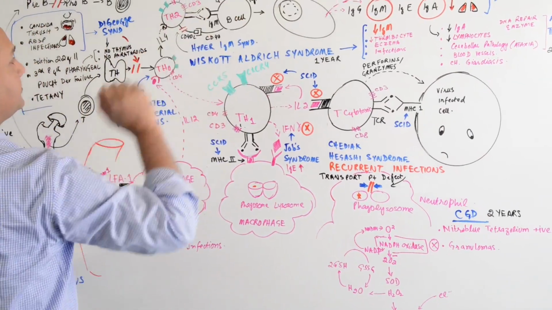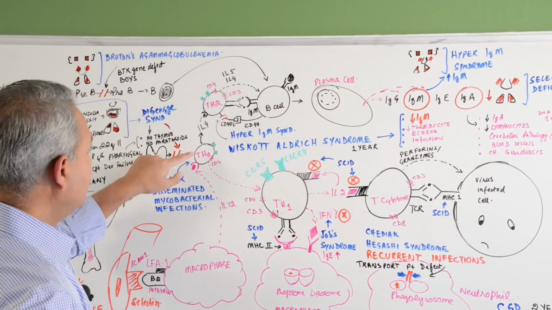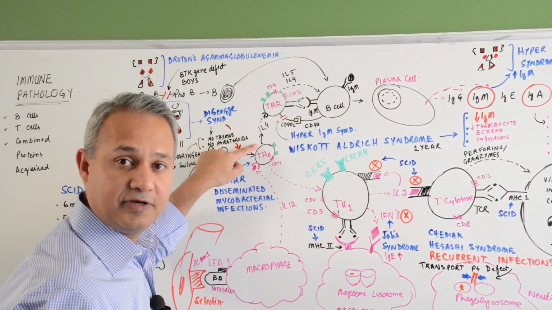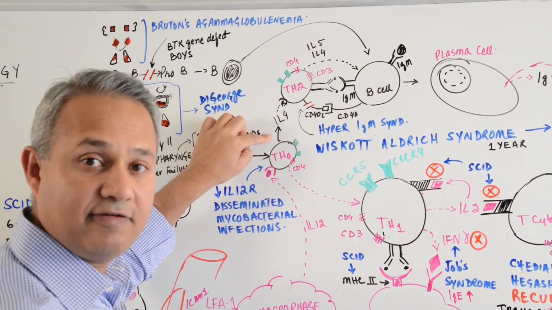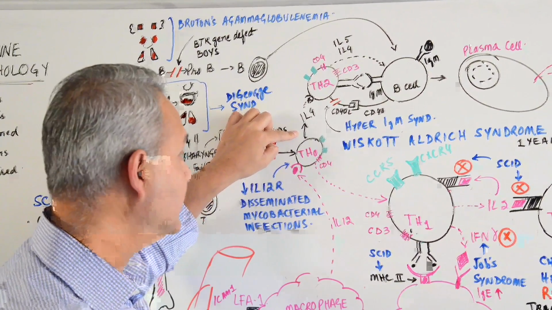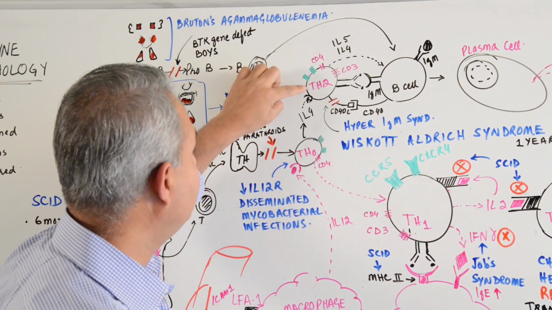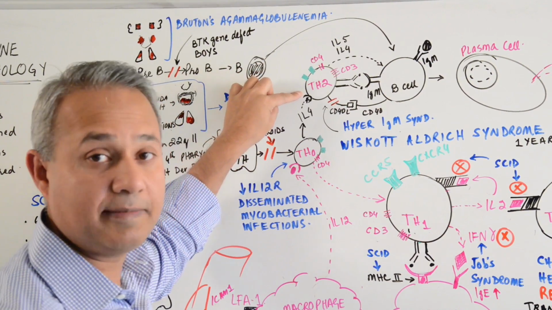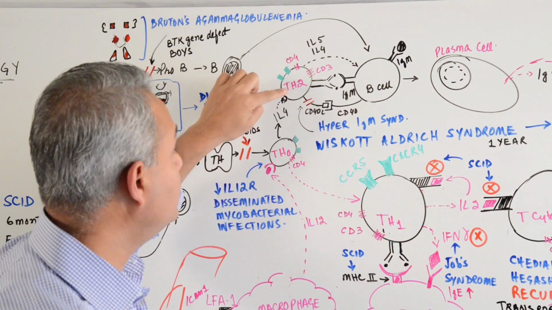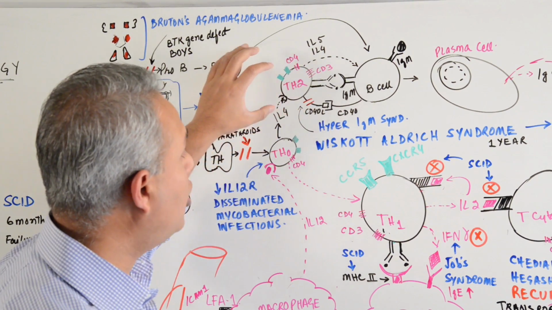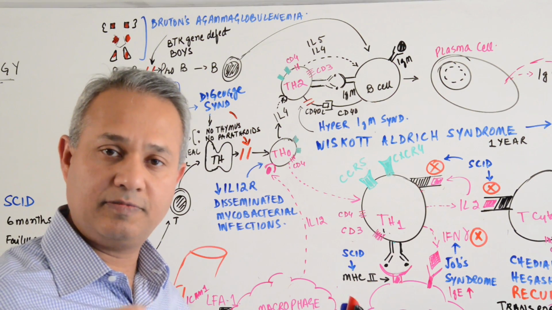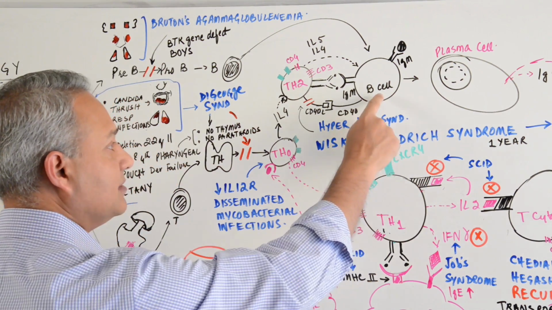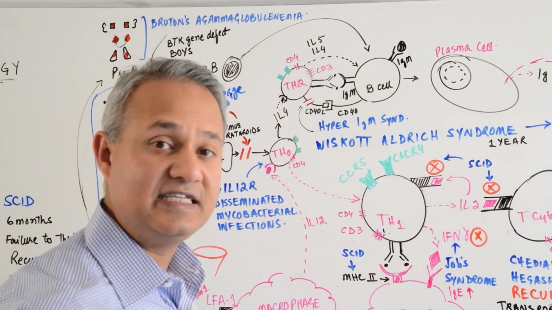Now let's go here. A T helper naive cell sitting in a lymph node somewhere. Then comes IL-4. When that comes and attaches to the T helper cell, IL-4 converts T helper 0 to a T helper 2 type cell. The T helper 2 type cell, when it is occupied by a B cell. So what happens is it is not occupied but rather presented by a B cell. So there is a B cell as well. Remember, a B cell is an antigen presenting cell.